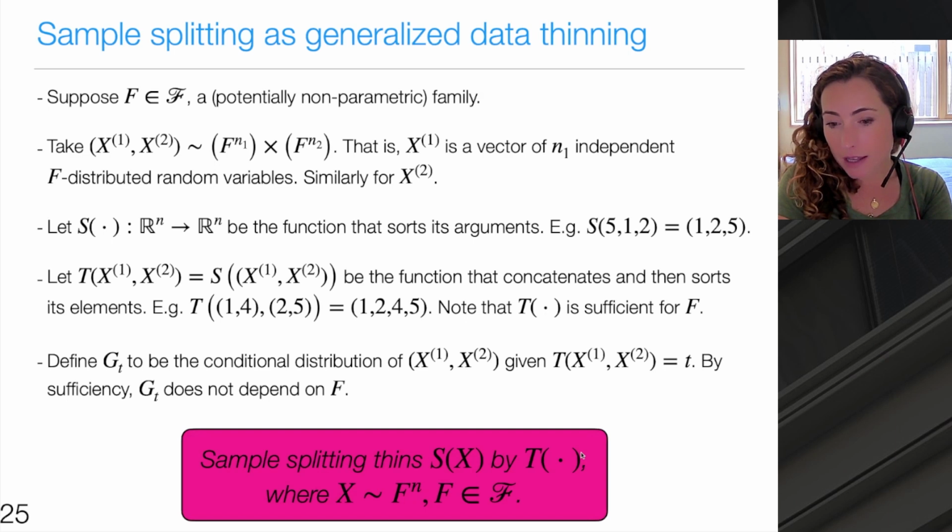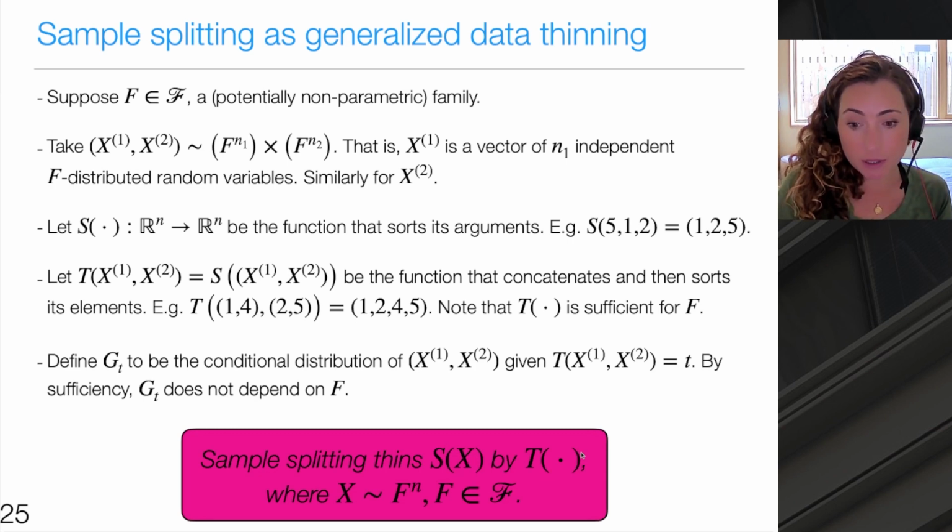It also gives us a hint of when sample splitting might not be applicable, because we can see that in order for sample splitting to be a special case of data thinning, we needed our original data X to follow an F^n distribution. In other words, we needed n IID draws from a distribution F. So if we don't have independence, or if we don't have identically distributed random variables, then sample splitting will not actually come out of data thinning. And so that gives us a hint of when sample splitting might not be a good idea.